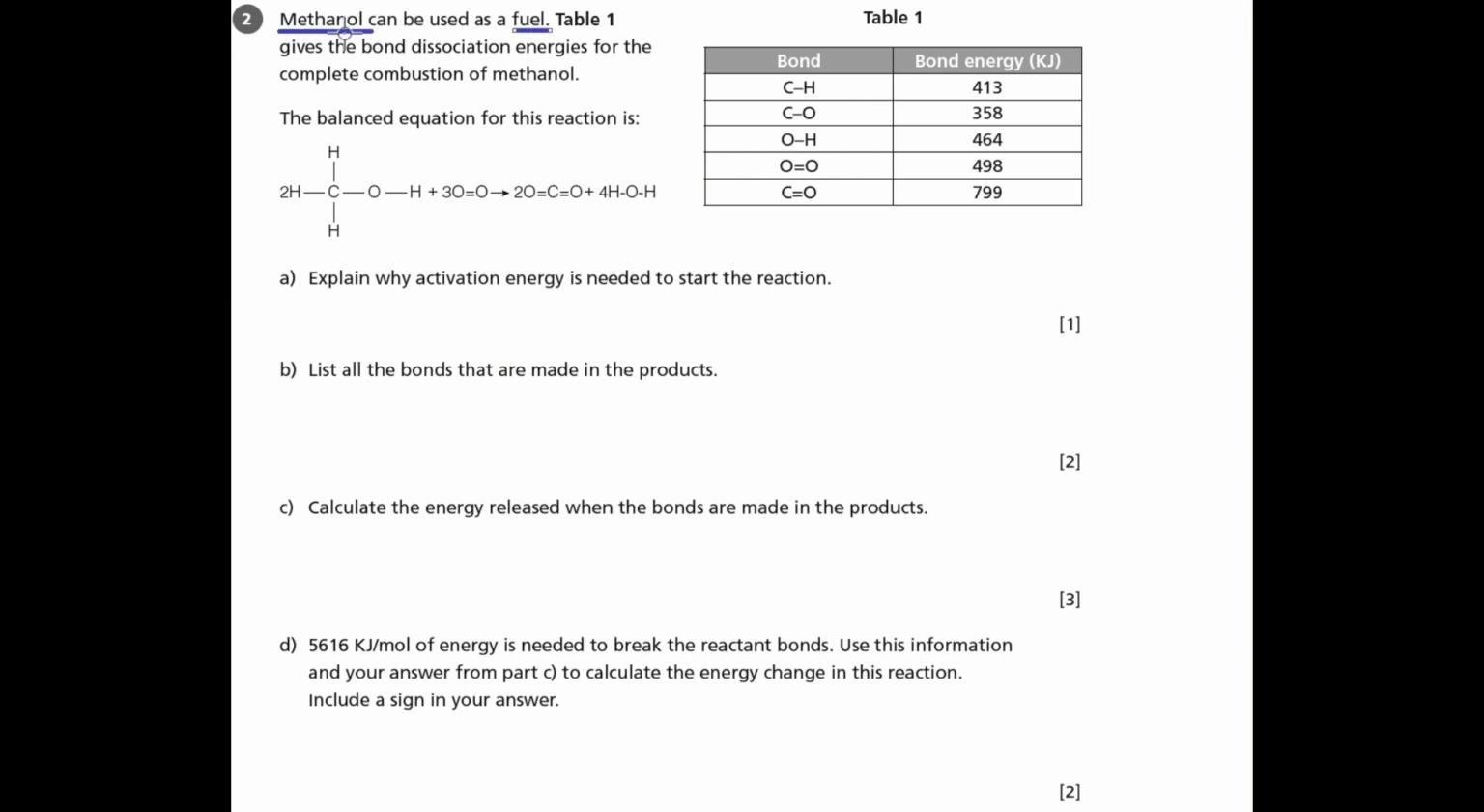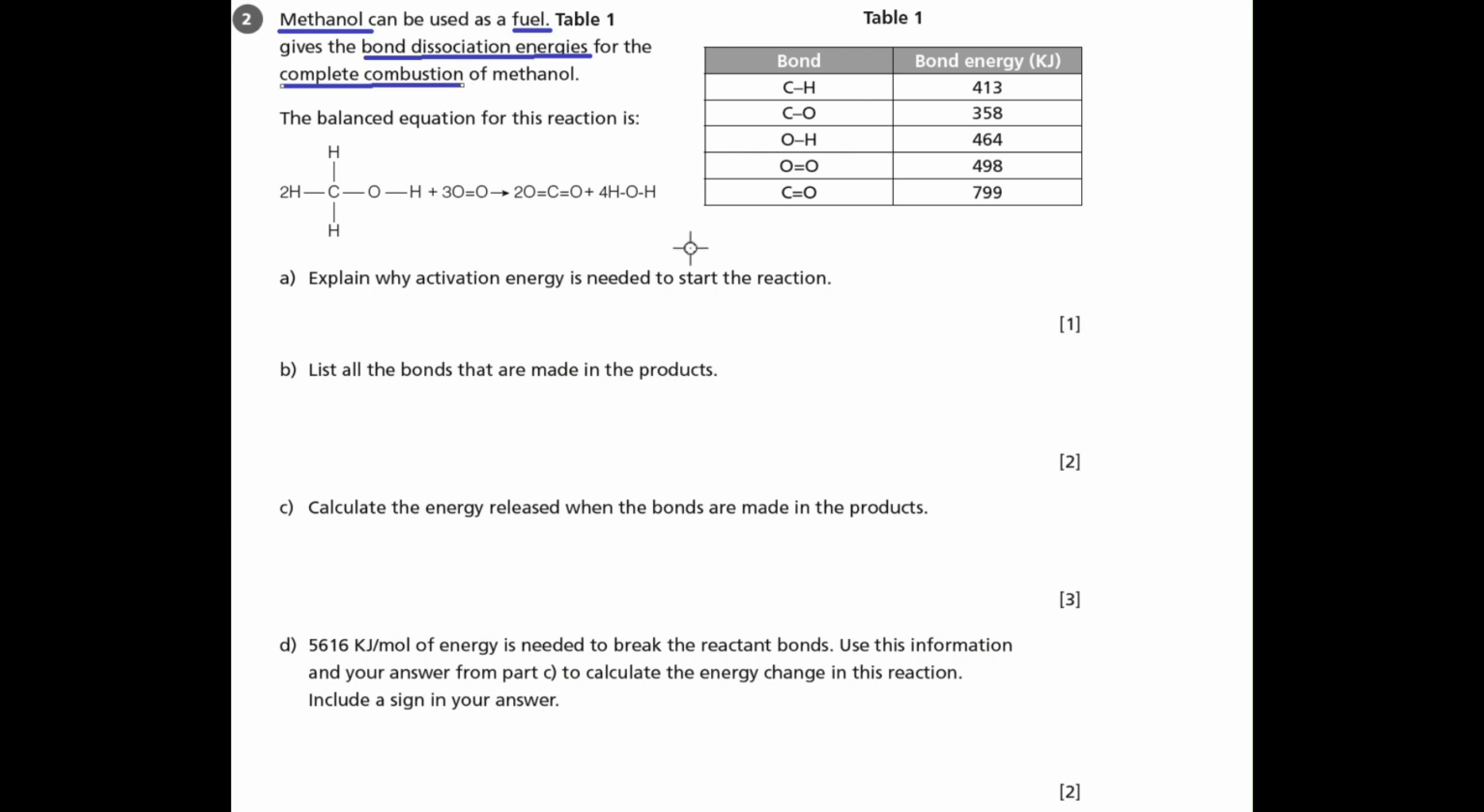Now, methanol is a type of alcohol. I can tell that because it has the ol end to its name. And it's a fuel, which is a chemical store of energy. Table 1, shown here, gives us the bond dissociation energies. This is the average amount of energy required to break 1 mole of a particular bond. And we're using this to work out what happens with complete combustion of methanol.